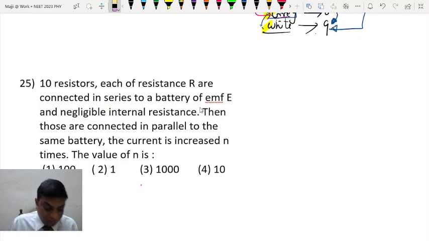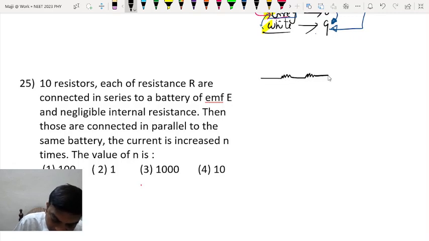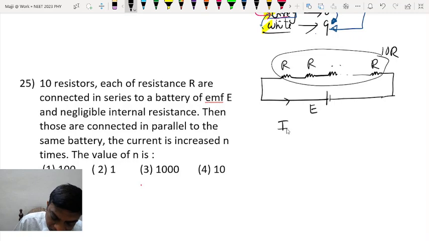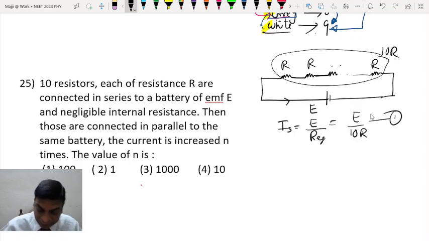10 resistors, each of resistance R, are connected in series to a battery. Sorry. So you have 10 resistors, students. Connected to a cell of negligible internal resistance. Okay. So the equivalent resistance will be how much? 10R. So current in the series connection will be E by R equivalent. Here R equivalent is 10R.